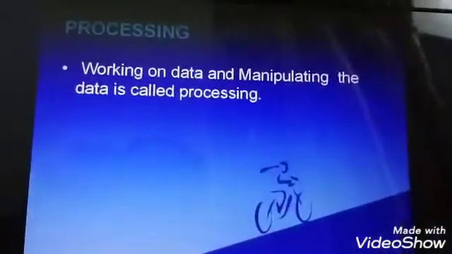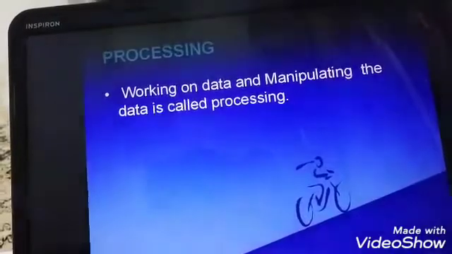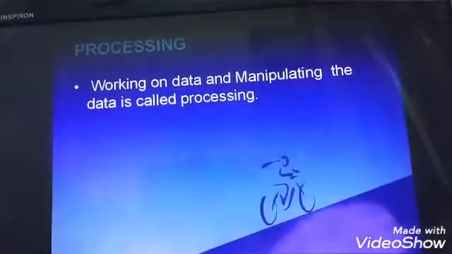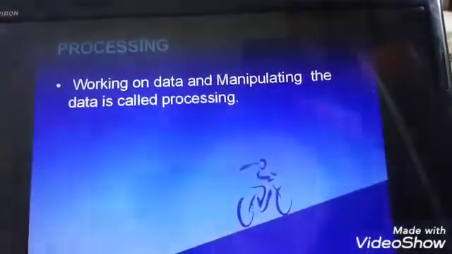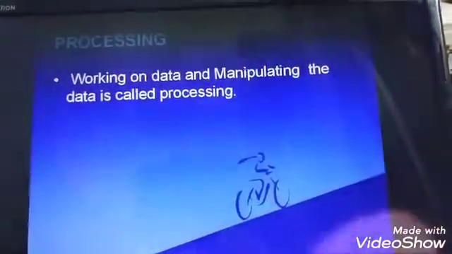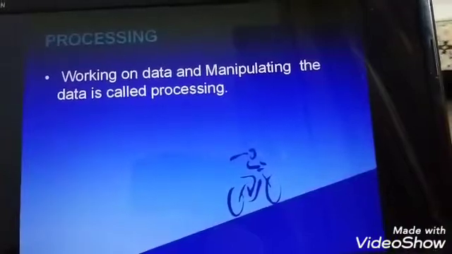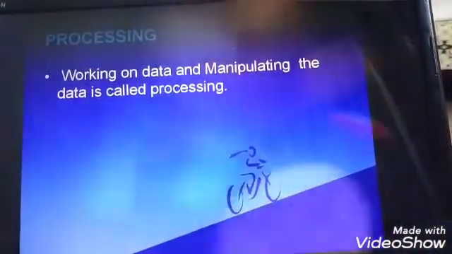The next thing is processing. Processing means working on data and manipulating the data is called processing. A computer is a processing machine. Yes, we know a computer is a processing machine. So thinking or working on data is processing. The computer takes data as input and works on the data as processing.